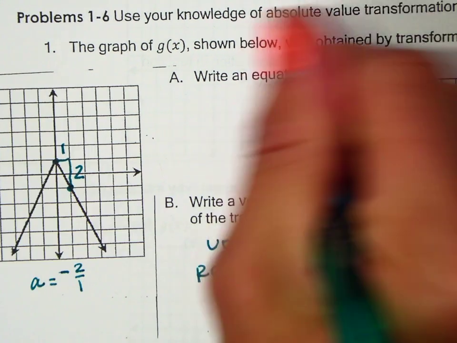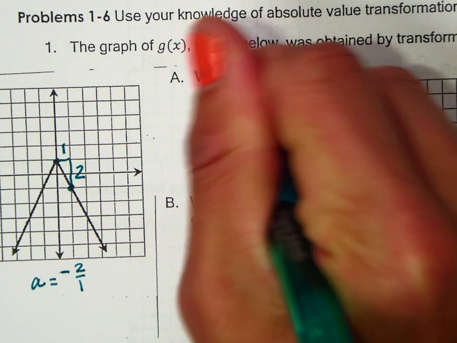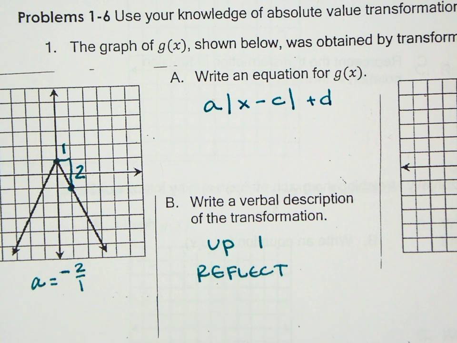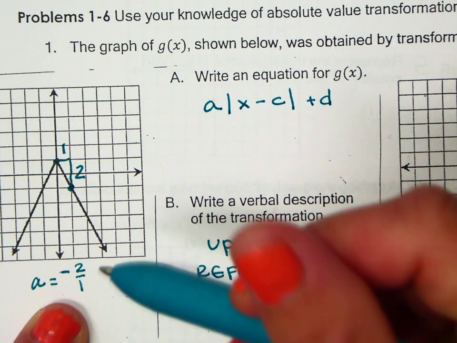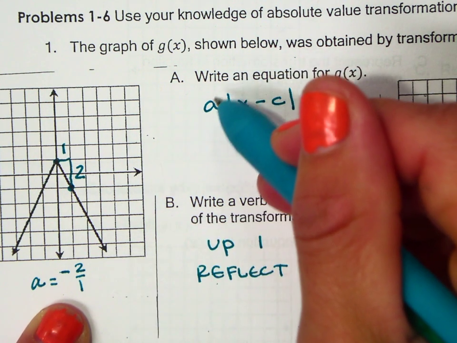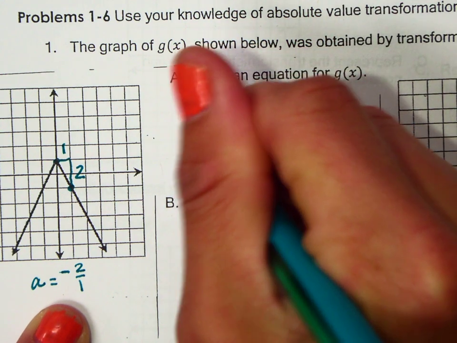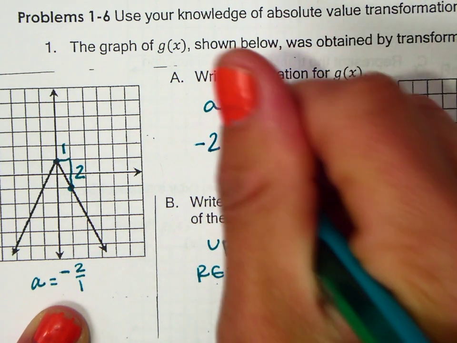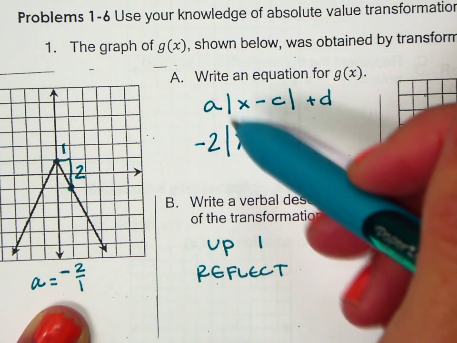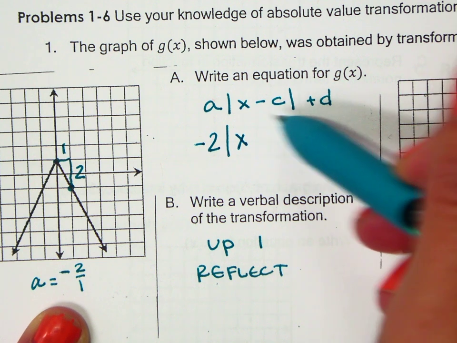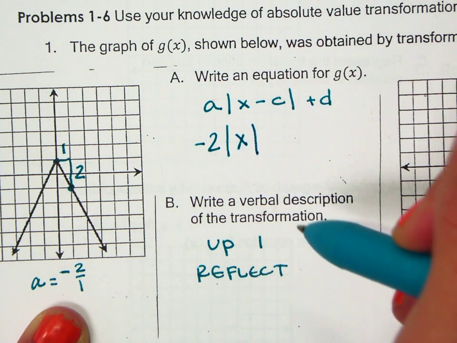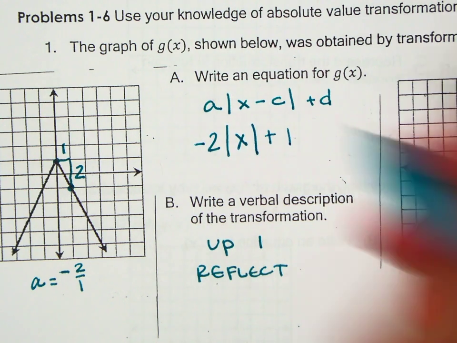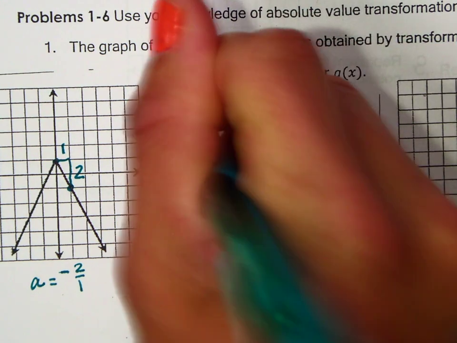So when you write your equation for g, remember your A goes in the front, your left-right shifts go on the inside, and your up-down shifts go on the outside. So your A value, the negative 2 over 1, is going to go in the very, very front in front of the bars. You don't really need the over 1, it's understood, but if you want to put it, you can. Then I have an x. Now I didn't shift left or right any, so I'm not going to put anything in the C spot. I'm just going to close the bars. And then in the D spot, that's the up down, so I'm going to put plus 1.